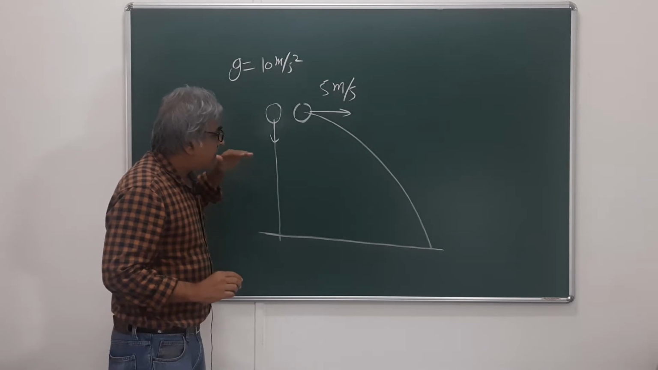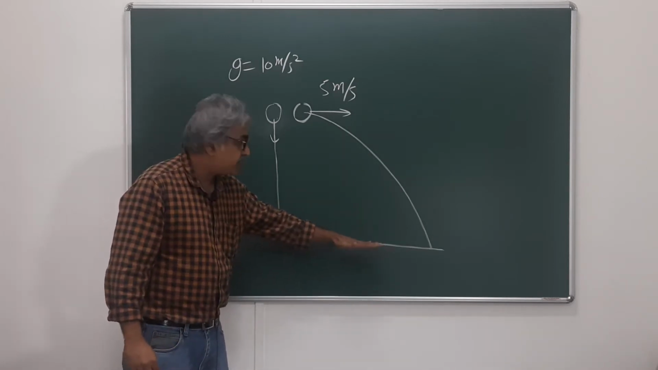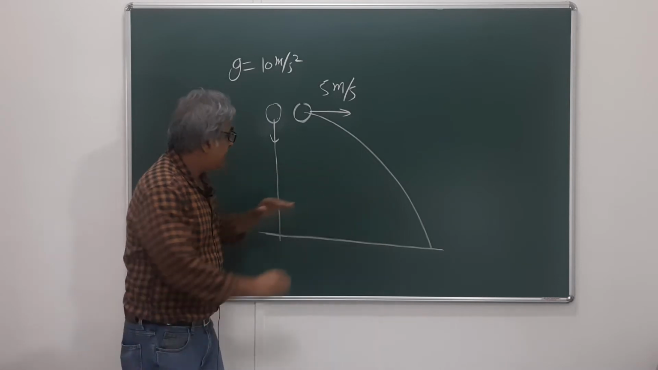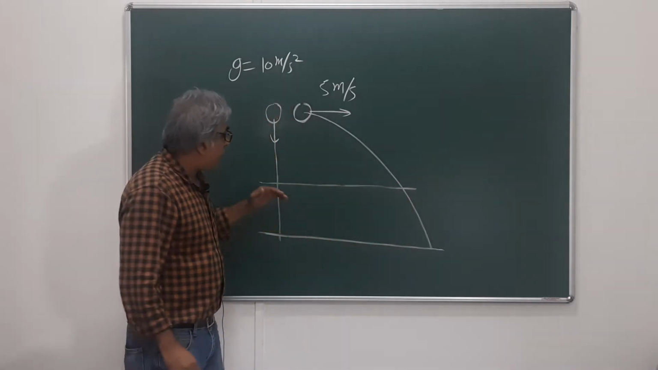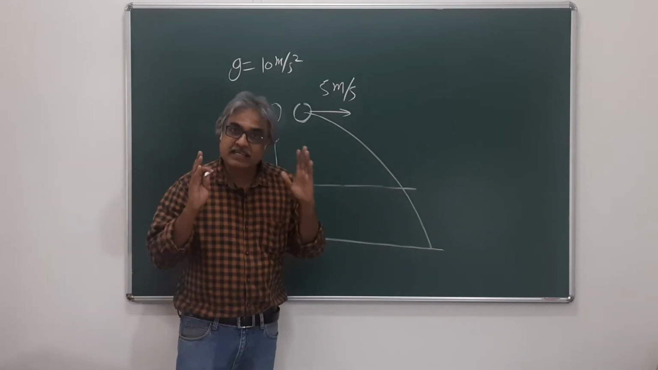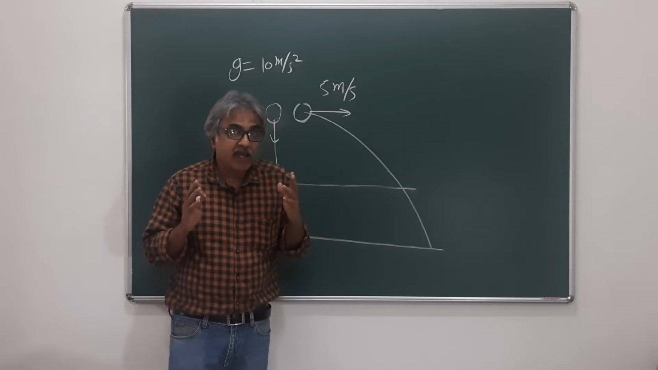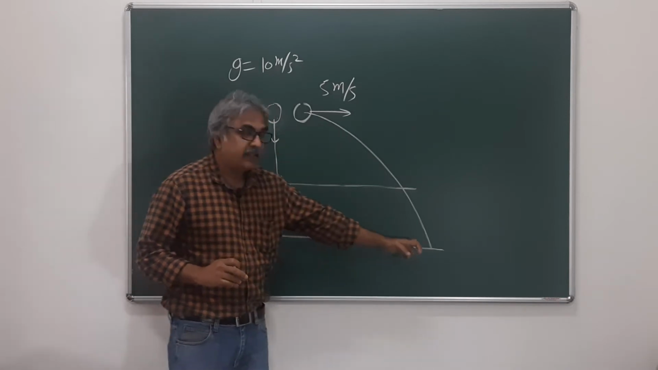Now, let's ask a question. What if this ground were here? That means this ground, suppose it is here. Will the balls reach this level at the same time? The answer is yes. Why? Because these two balls reach the ground at the same time.